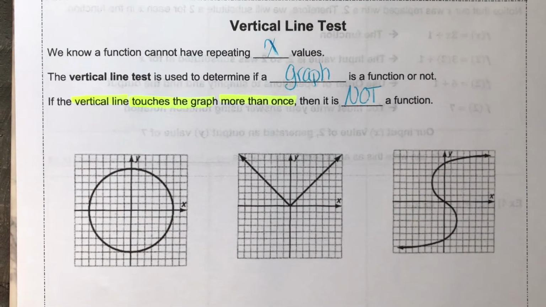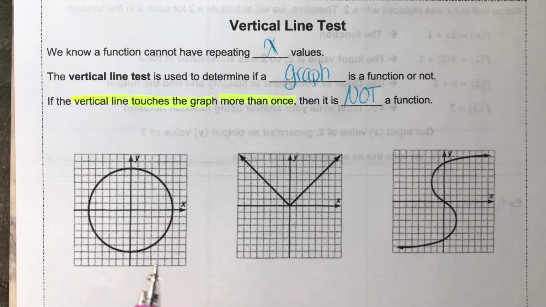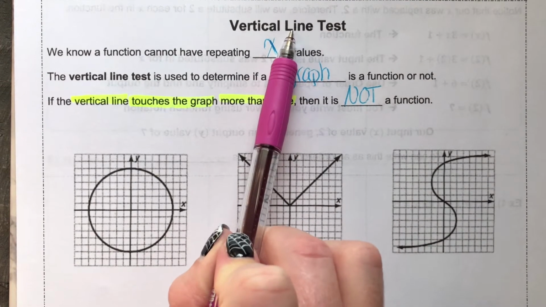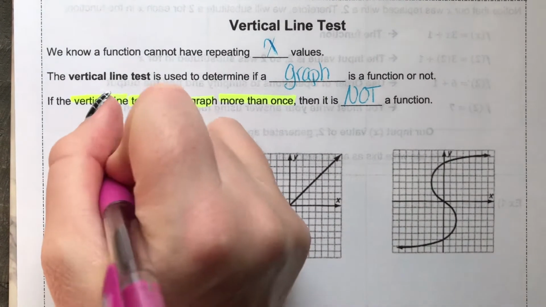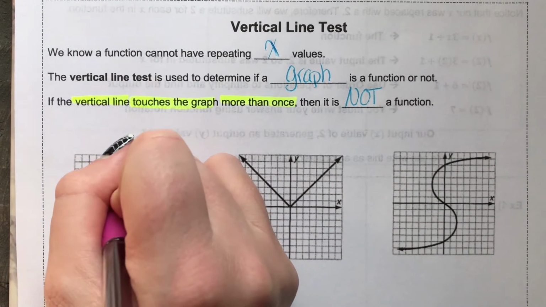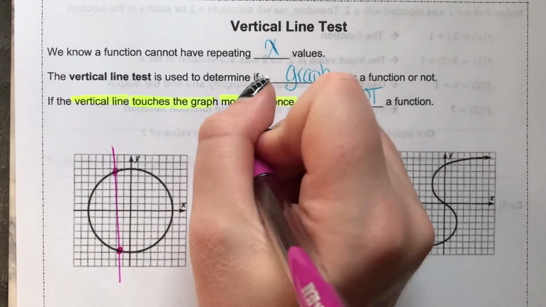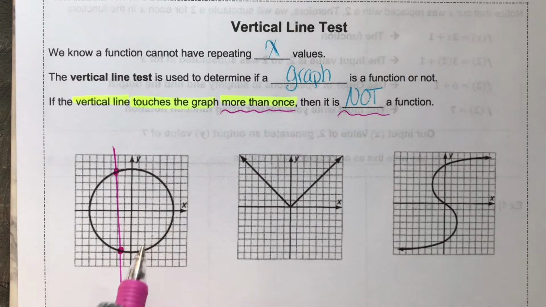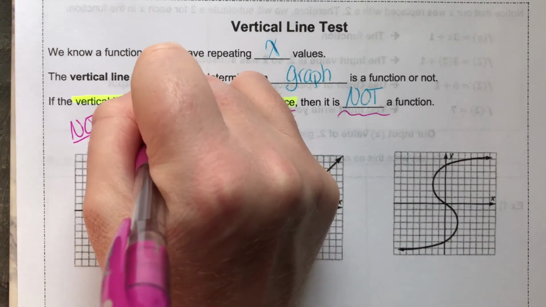it is not going to be a function. All right, so I'm going to go through with you now these three graphs at the bottom, and I'm going to use the vertical line test to check if they're a function or not. So here I go. I'm going to draw a vertical line which is straight up and down. I can see I'm hitting the graph up top and down below. If I'm hitting it more than once, it is not a function. So this would not be a function.